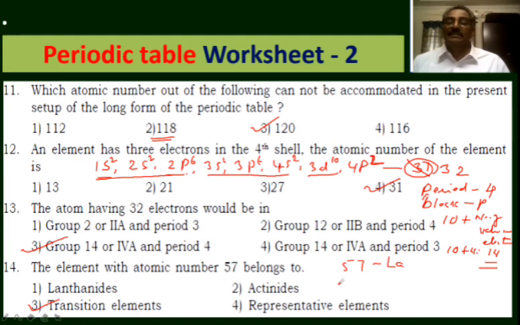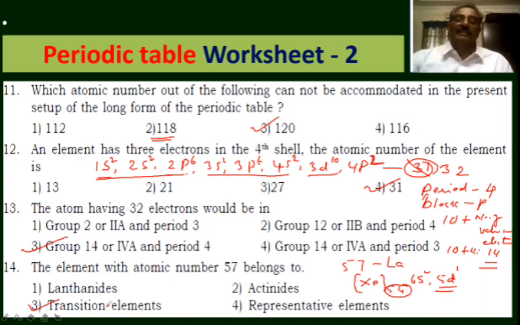What is the reason? The atomic number of lanthanum is 57. Its electronic configuration is xenon, that is up to 54 electrons, then 6s2, 5d1. So the differentiating electron is in the d orbital. So it is a transition element.